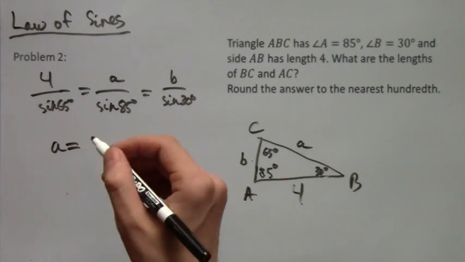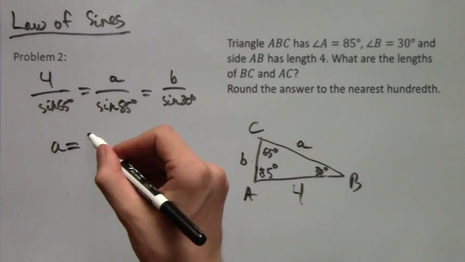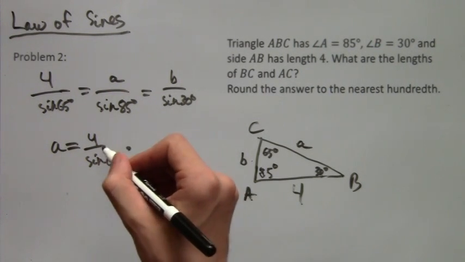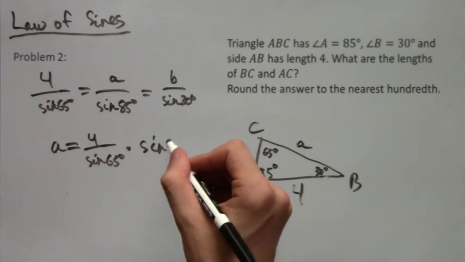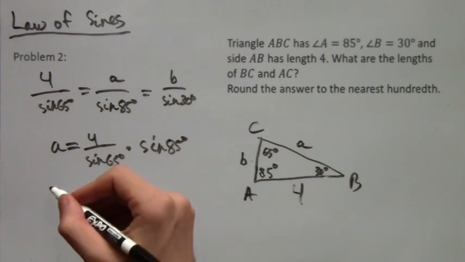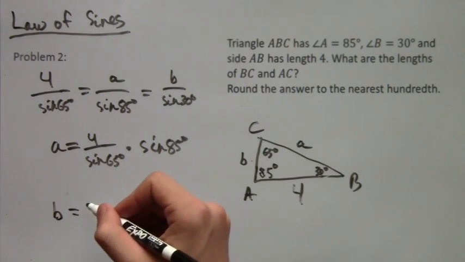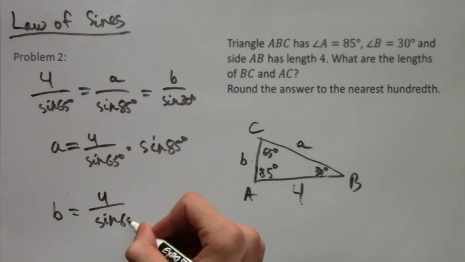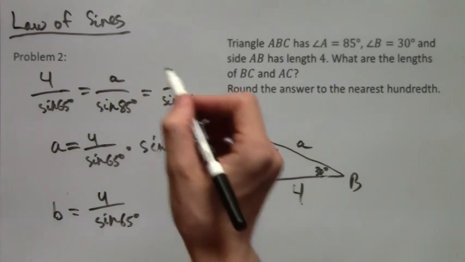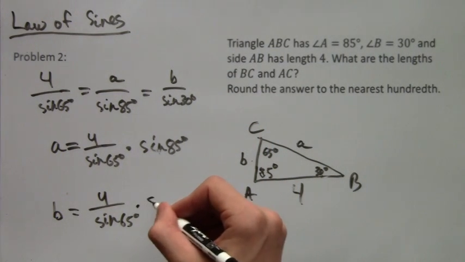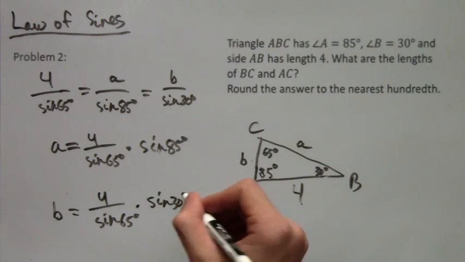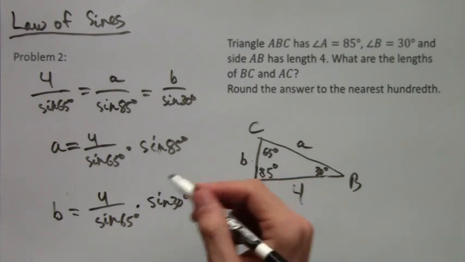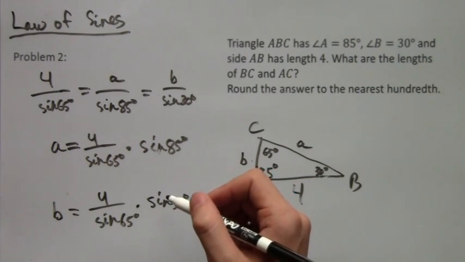So to solve for a, we just have to multiply by sine of 85 degrees. So to get 4 over sine of 65 degrees times sine of 85 degrees. And now just plug this into a calculator. First I'll also write out the expression for b. For b we just have to multiply by sine of 30 degrees. So we get 4 over sine of 65 degrees times sine of 30 degrees. Now these expressions both need to be plugged into a calculator to get a decimal answer.